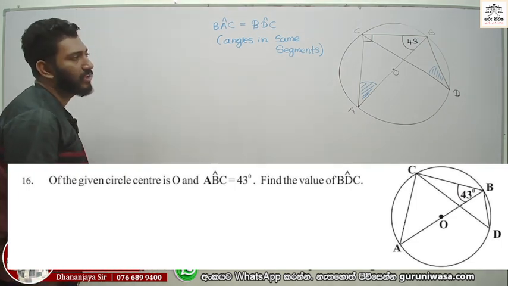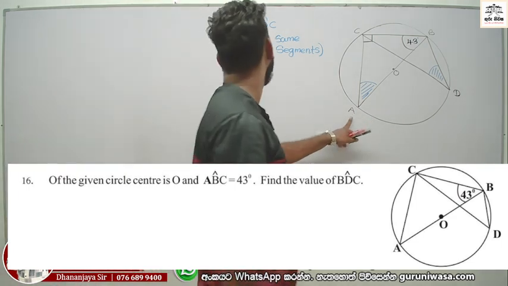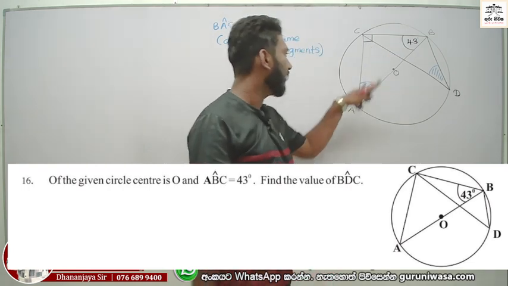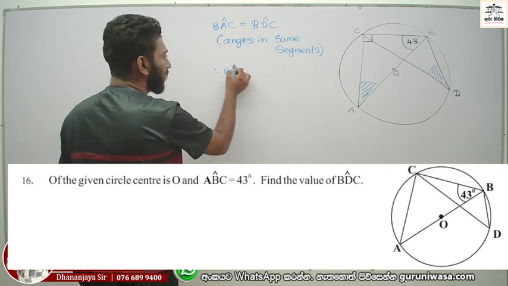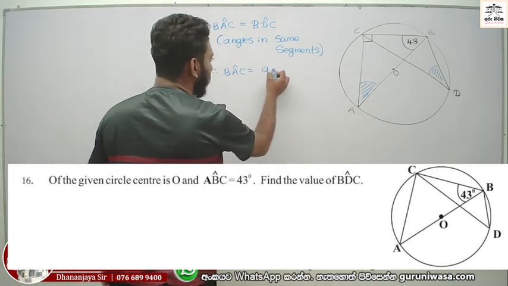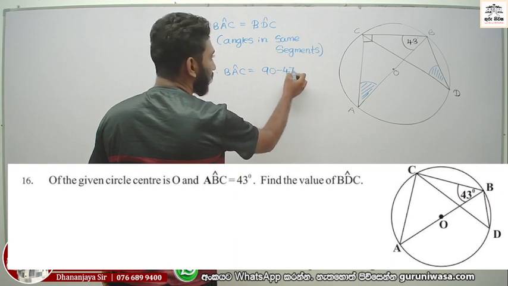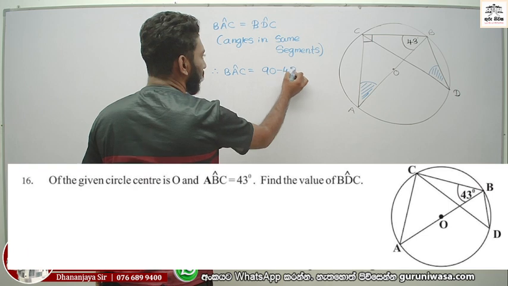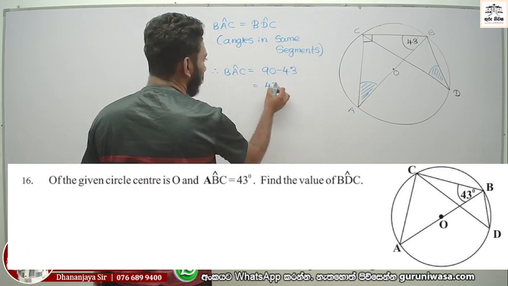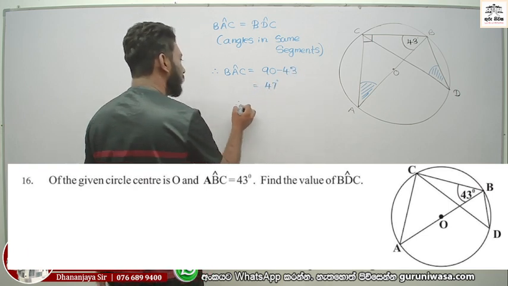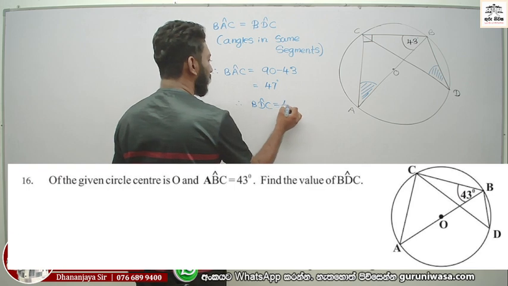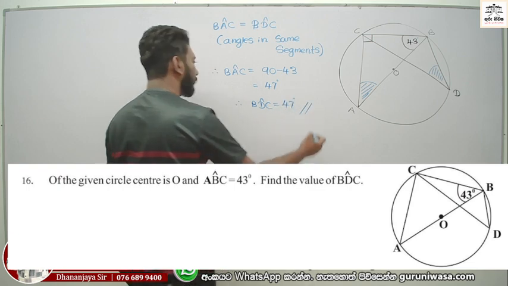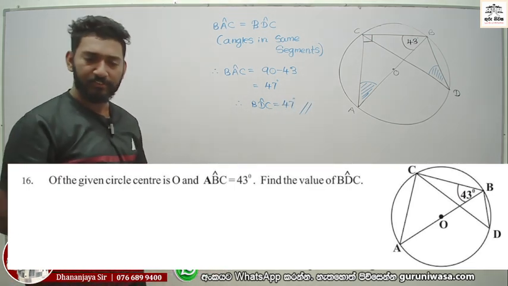Now we can write the answer for BAC. Here it is 90. Therefore, BAC is equal to 90 minus 43. Now the answer becomes 47. Then you can write BDC is also 47 degrees. 47 degrees.